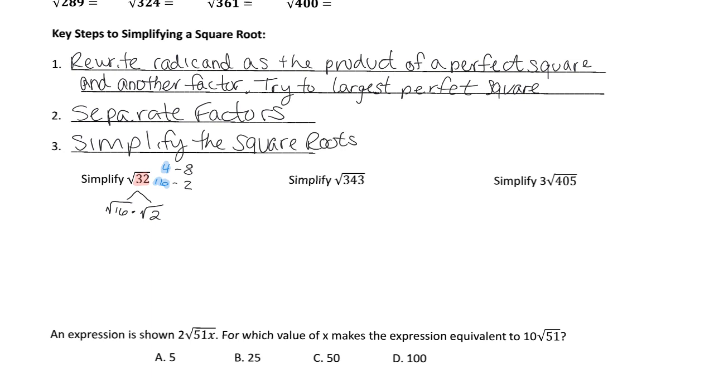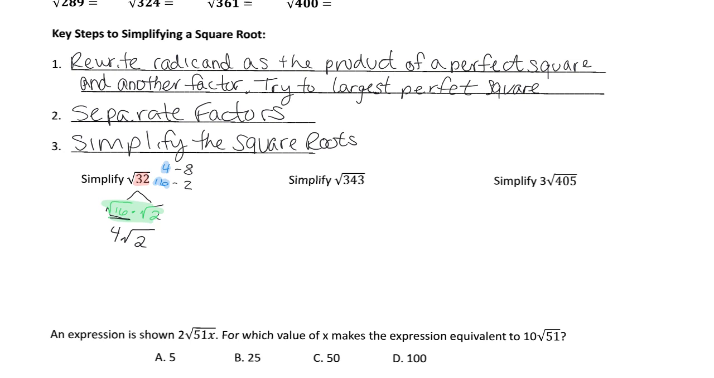Okay, so now we're just going to simplify what we have down here. So the square root of 16 is 4. The square root of 2 can't be simplified to an integer, so it just stays as the square root of 2. Okay, so let's just repeat those steps.